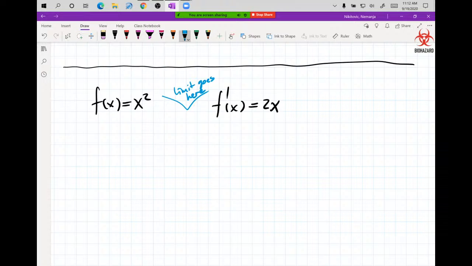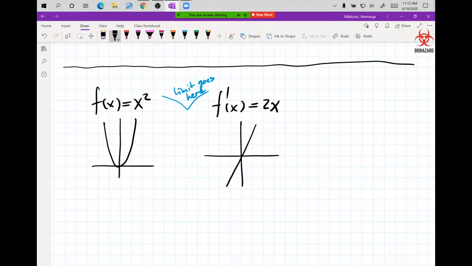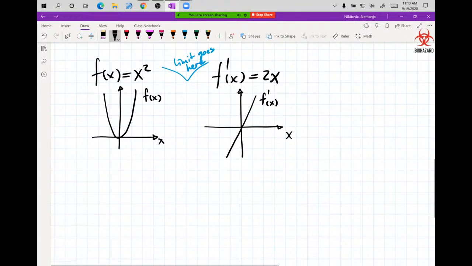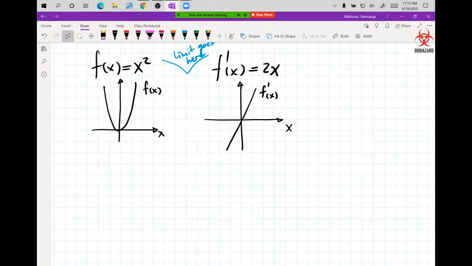So now I have two graphs. I have a graph for x squared, and I have a graph for 2x. And when you draw them separately like this, they don't really say much. This is your f of x, and this is your f prime of x. They don't say much when you have them like this. But if you draw one over the other, some things immediately start becoming clear.